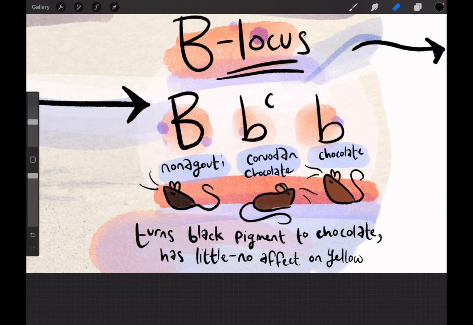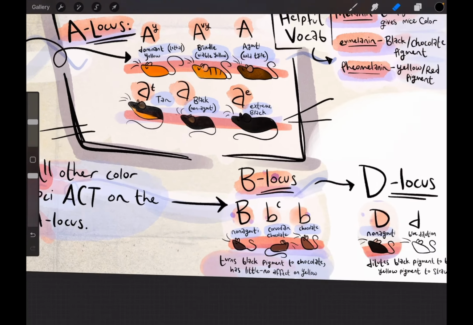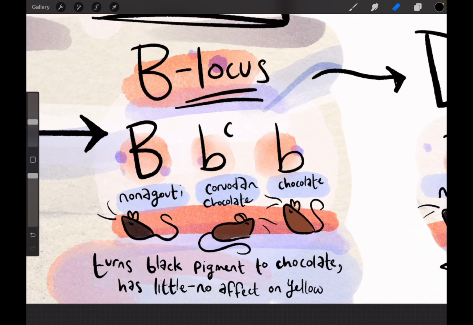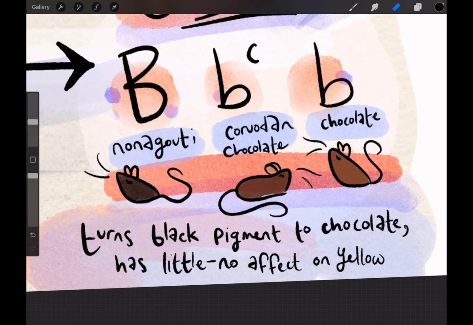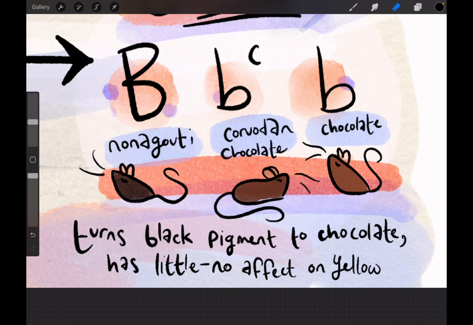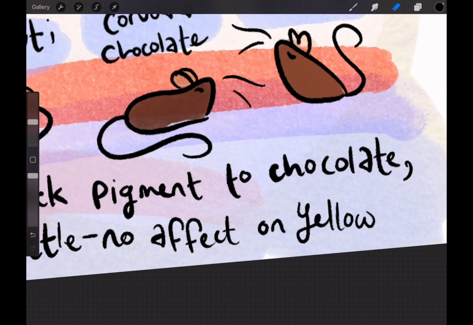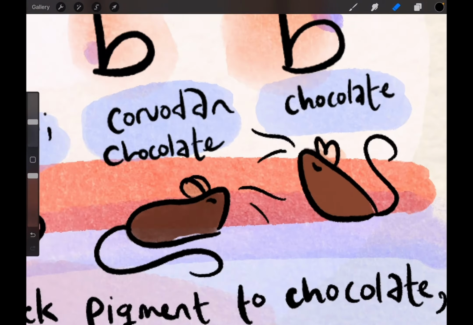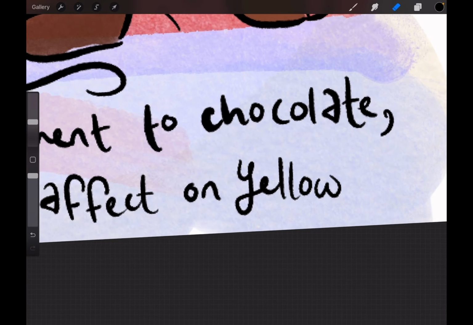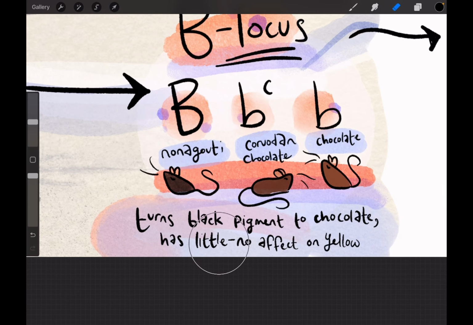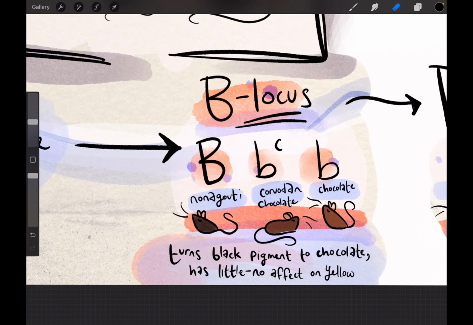So, it's pretty simple. Very chill locus compared to the A locus. Just changes black pigment to chocolate. Actually, effect on yellow. Didn't go over that yet. So, eumelanin gets turned to chocolate. Pheomelanin, yellow pigment, has little to no effect. So it doesn't change much at all.